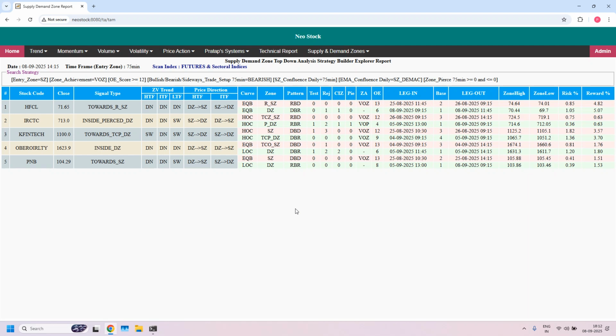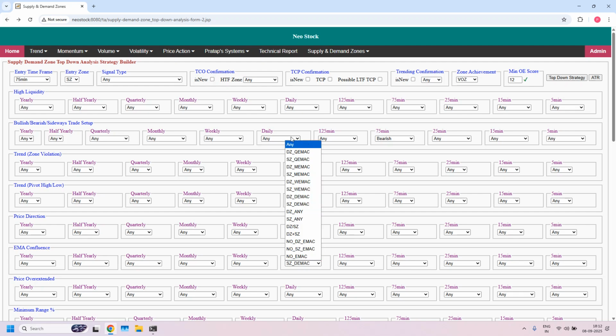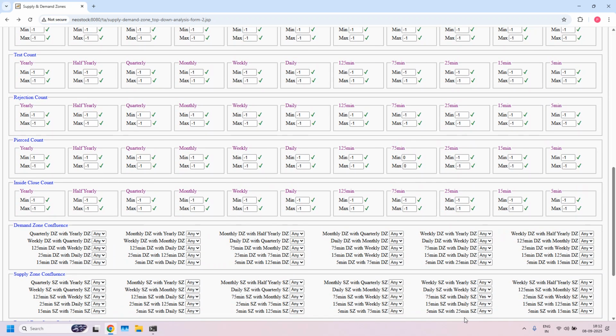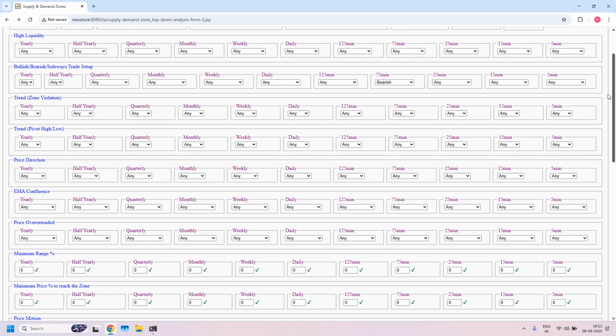Next strategy is LTF, ITF and HTF supply zone confluence. So I am going back, removing the EMA filter. In the supply zone confluence, we have to set 3 filters. The first filter is already enabled, 75 and daily. Next, 75 and weekly. Daily and weekly supply zone confluence with all the 3 filters.